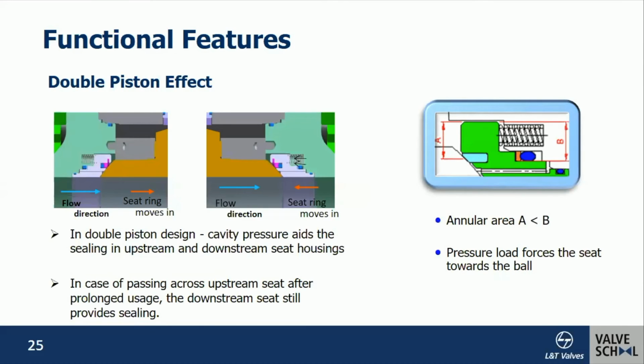The other option in this particular seat design is a double piston effect, where in place of the cavity relief construction which I mentioned in the previous slide, the seat ring geometry is provided in such a way that the resultant force on the seat ring is always towards the ball. That ensures that for the medium on the upstream, it provides the piston effect on the upstream side, and the pressure from the cavity provides the piston effect on the downstream side. So it is classified as a double piston effect. In other words, it is also called a double isolation and bleed as per API 6D.